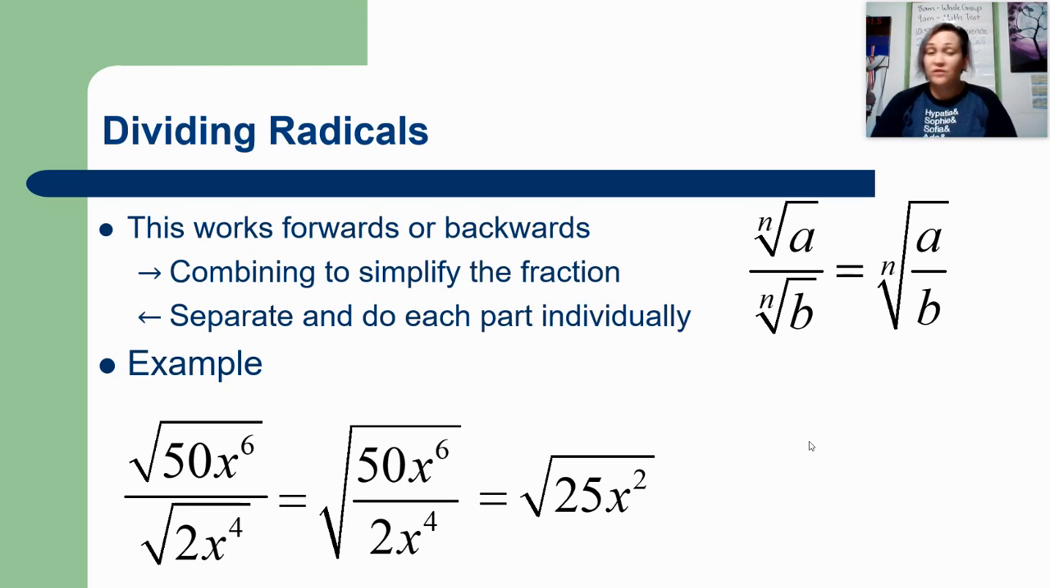Don't forget your absolute value bars. In this problem, we have even, even, odd. Let's review that really quickly. I have an even index. I have an even exponent, and I get an odd exponent in my answer. So I need to put absolute value bars around that letter x.